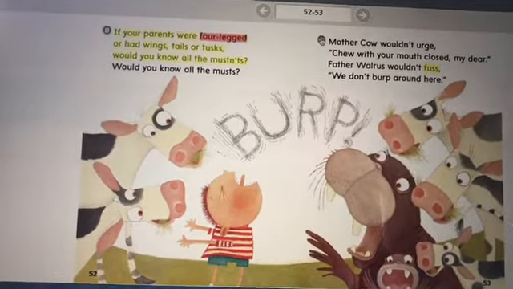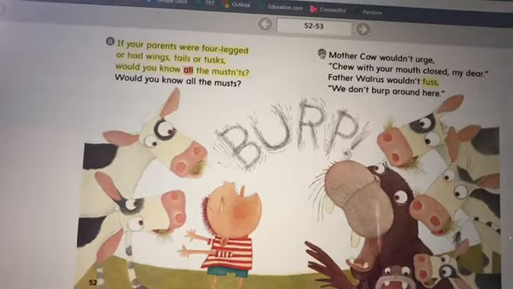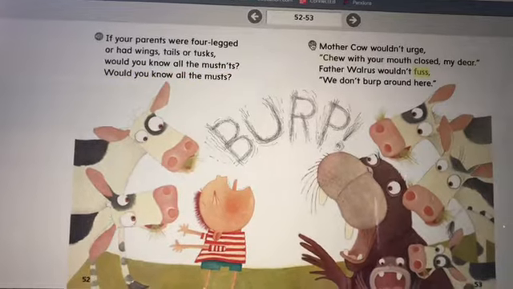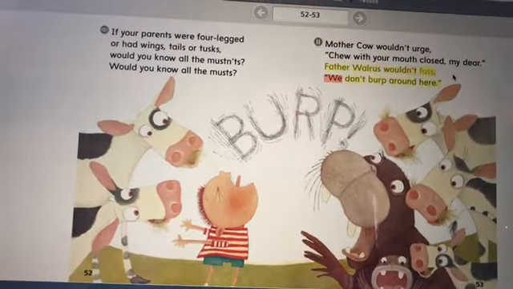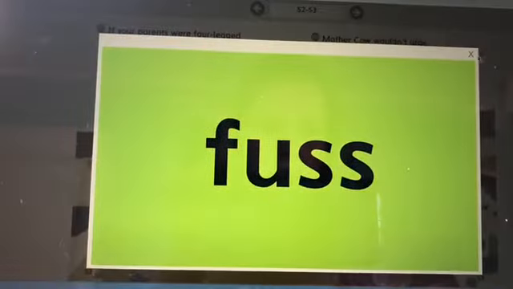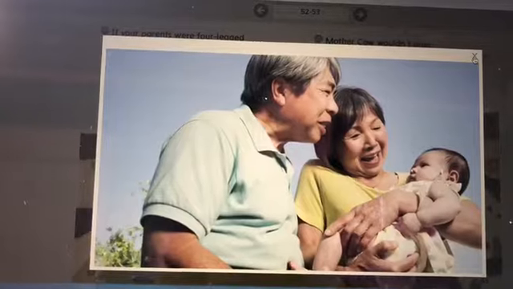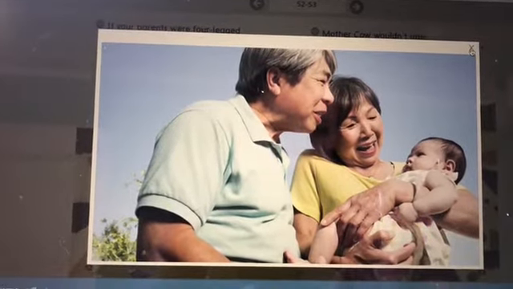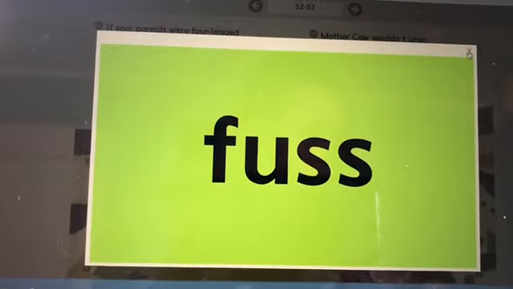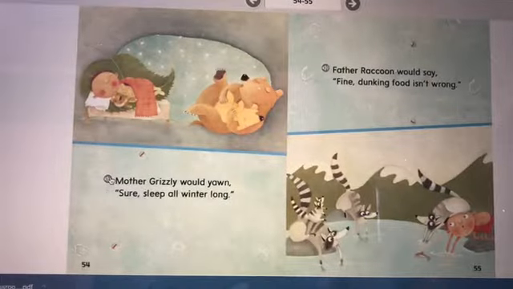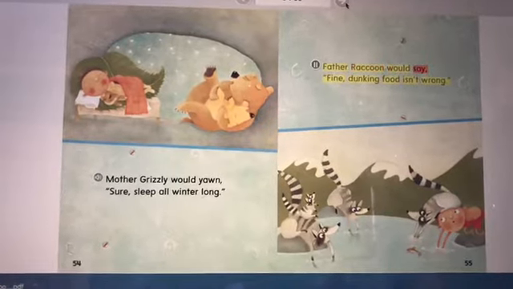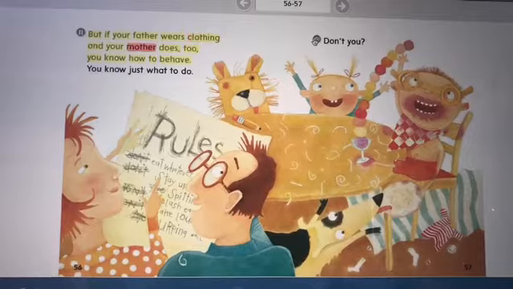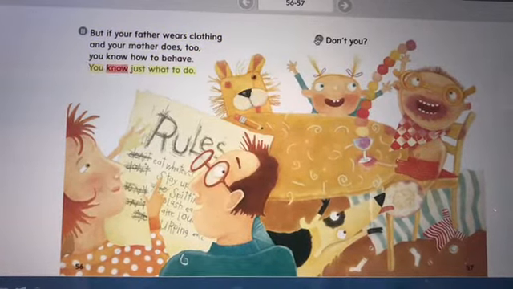If your parents were four-legged or had wings, tails, or tusks, would you know all the mustn'ts? Would you know all the musts? Mother Cow wouldn't urge, chew with your mouth closed, my dear. Father Walrus wouldn't fuss, we don't burp around here. Fuss. To make a big deal about. Grandma makes a fuss over the new baby. The new baby is a big deal. Fuss. Mother Grizzly would yawn, sure, sleep all winter long. Father Raccoon would say, fine, dunking food isn't wrong. But if your father wears clothing, and your mother does too, you know how to behave. You know just what to do.